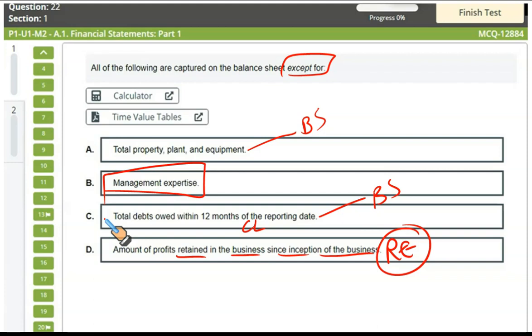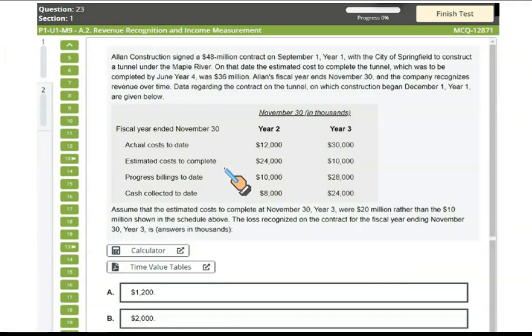This is something we cannot monetize. We cannot express in monetary terms. It cannot be reported as an asset, even though it is an asset. The company benefits from this, but it cannot be reported because it doesn't have any monetary value attached to it. So that makes B the correct option.